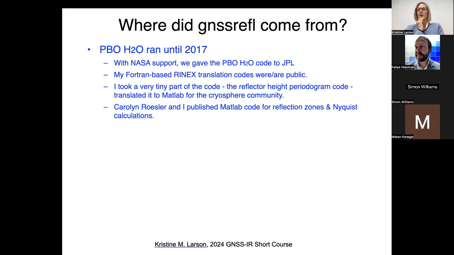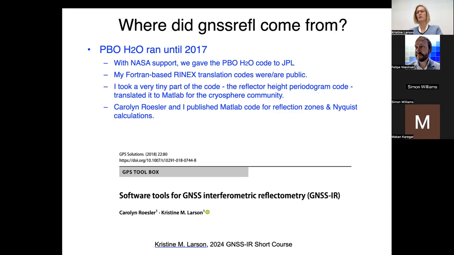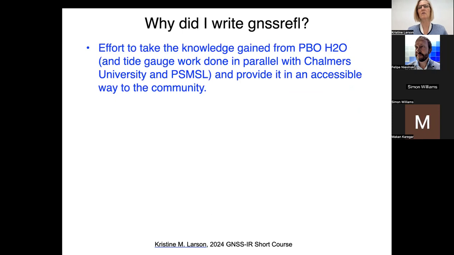And as Felipe showed, we also looked at this whole Nyquist issue, and we took the equations that Felipe had made that calculated the Fresnel zones, and we put those in MATLAB as well. So that is where that code is. But you look at the date, it's 2018.